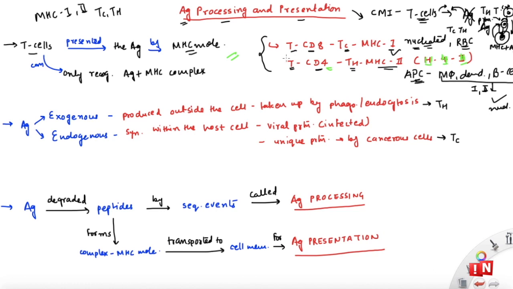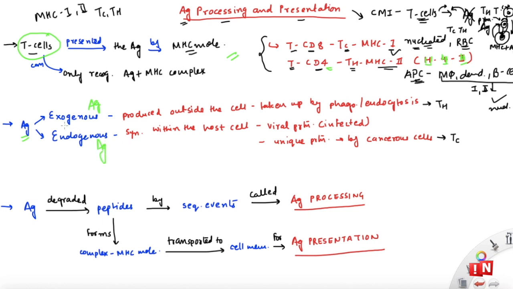Just let's pin this aside. Next, we talk about antigen. What kind of antigens can these T cells be presented with? Now, when it comes to antigen, we will have broadly two classes of antigens, exogenous antigens and endogenous antigens.